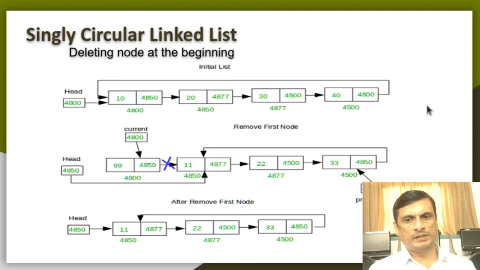Earlier this was pointing to the first node, but now it needs to point to the next node from the first. That is why I assign current next to previous next. By that the first node gets deleted. Also, earlier head was pointing to the very first node. Now head must point to the second node, that is, head must point to previous next. If you do this instruction, that is sufficient. With that we get the new linked list as 11, 22, 33, etc. So that is deletion of the node at the beginning.